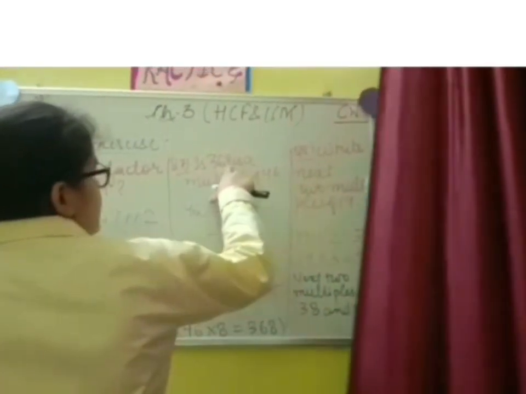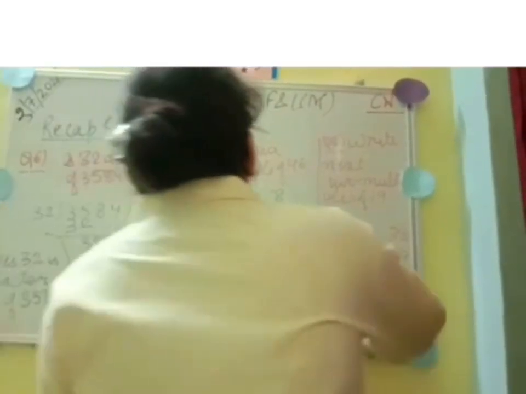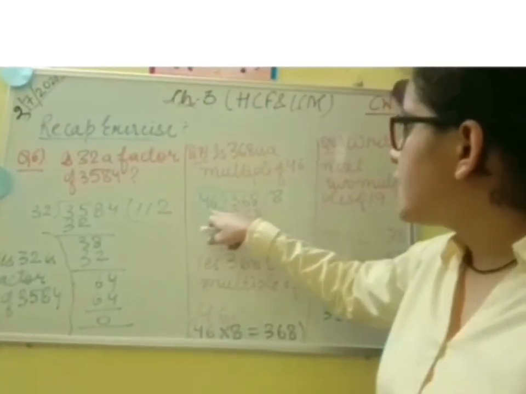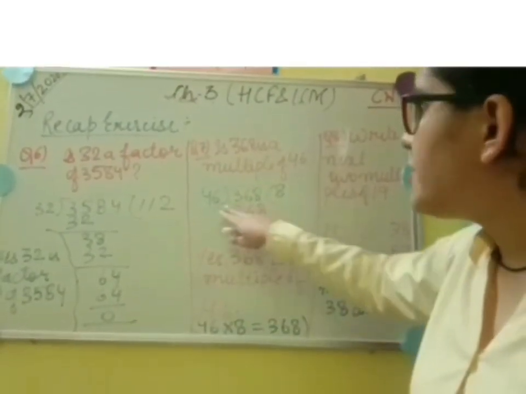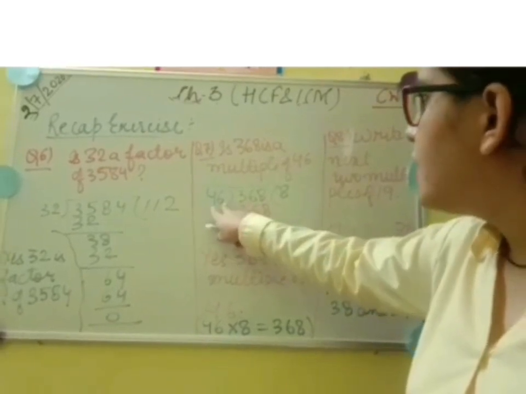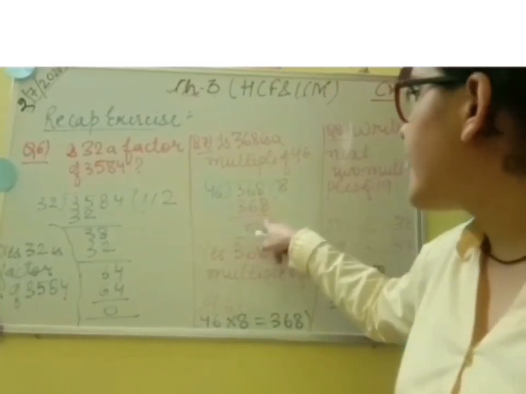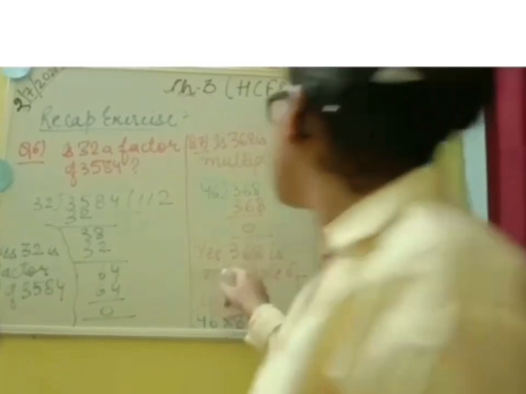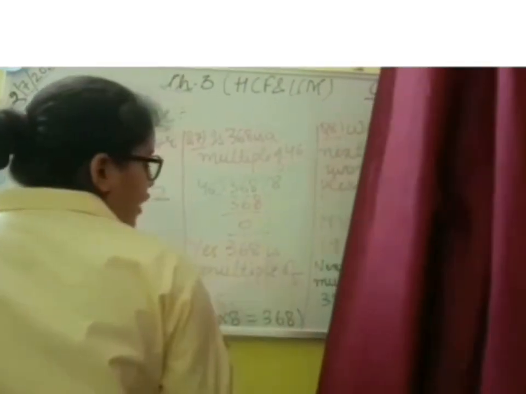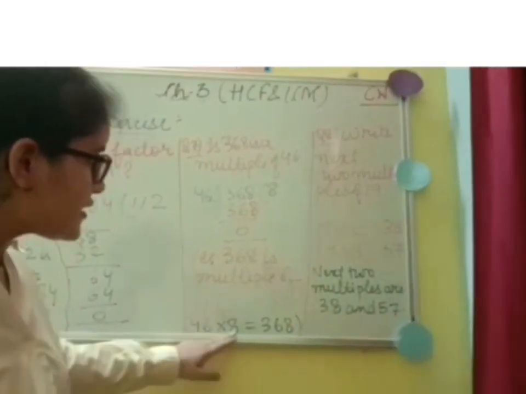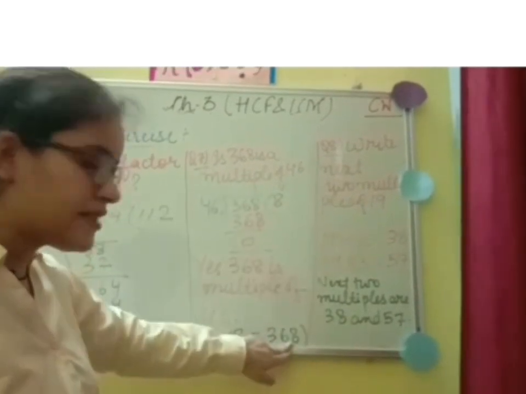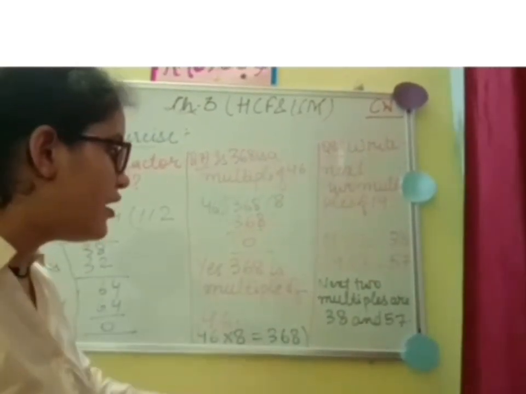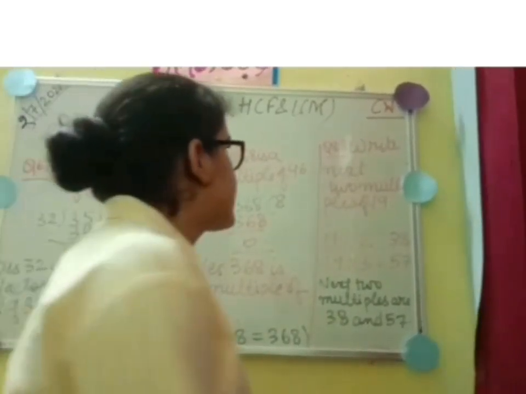Now next move to question number 7. Is 368 a multiple of 46? क्या हमारा 368 46 का मल्टीपल है, तो हम इसे डिवाइड करके देखेंगे. अगेन वी विल डिवाइड. सो 46 8 is 368. So your remainder is 0. So yes, 368 is a multiple of 46. So when you multiply 46 with 8, you will get 368. So yes, it is a multiple of your given number 46.